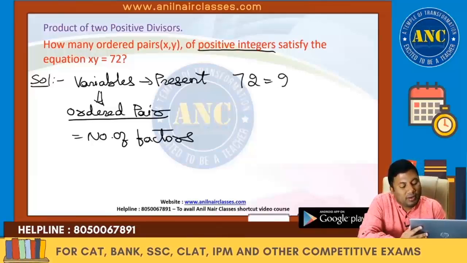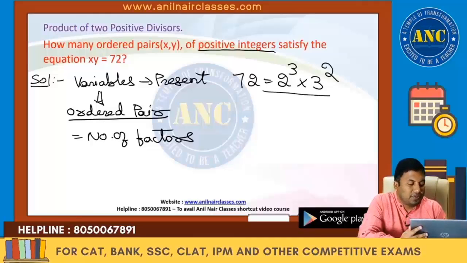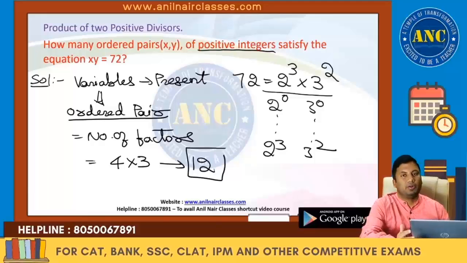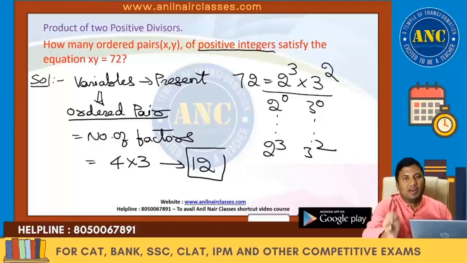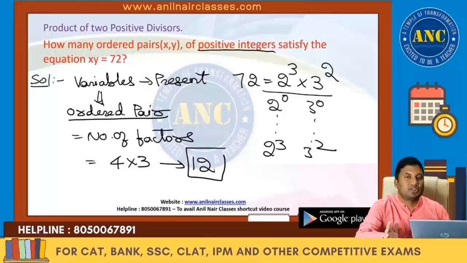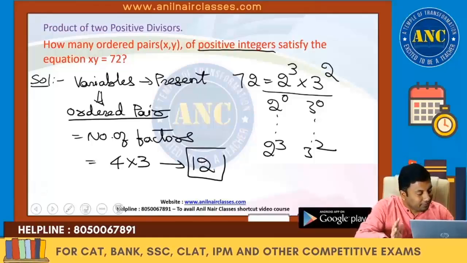72 is nothing but 2 cube into 3 square. So number of factors for this number will be 2 power 0 to 2 power 3, 3 power 0 to 3 power 2: 0 to 3 is 4 cases, 0 to 2 is 3 cases, 4 into 3, answer is 12. I hope the idea is clear. If variables are present in the question, it is an ordered pair. In ordered pair, you don't need to check whether it is a perfect square or a non-perfect square. Directly it is the number of factors.